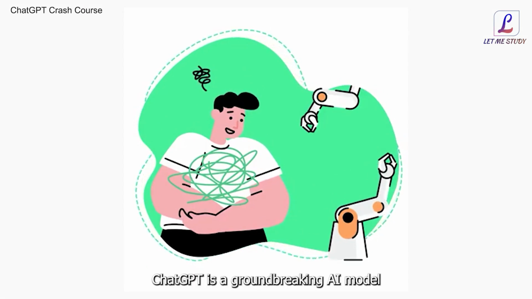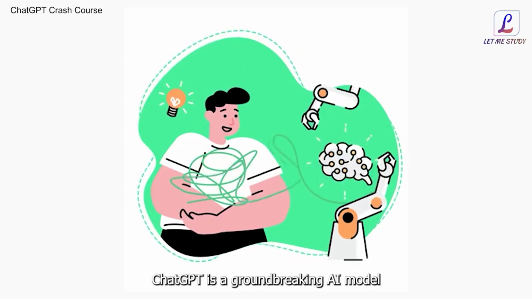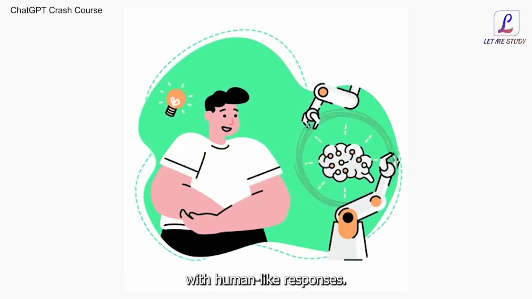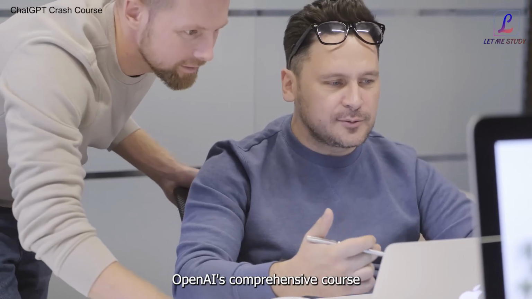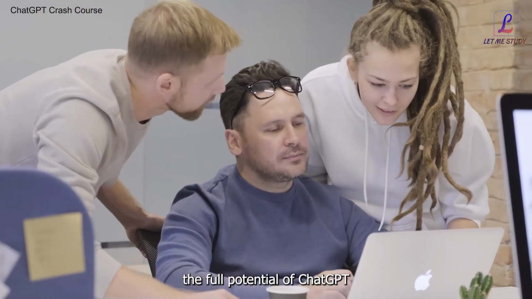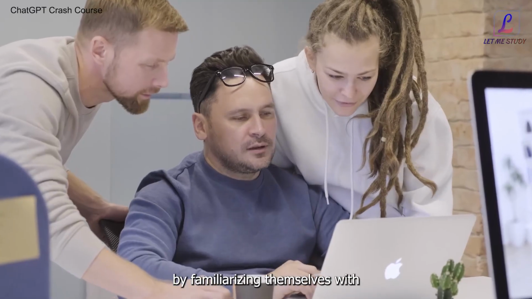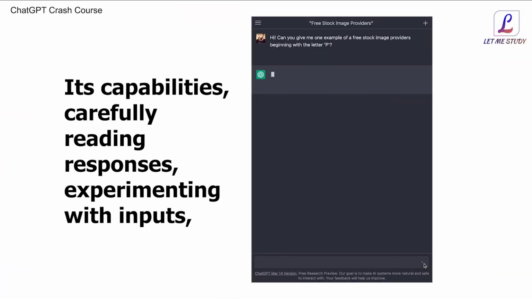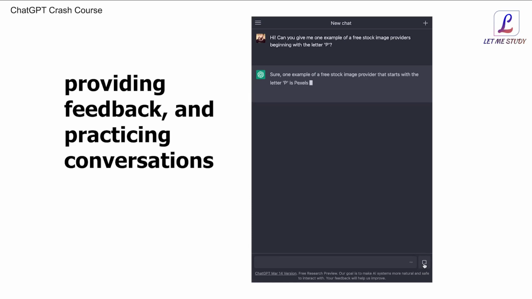Conclusion: ChatGPT is a groundbreaking AI model that enables impressive conversational interactions with human-like responses. OpenAI's comprehensive course ensures that users can unlock the full potential of ChatGPT by familiarizing themselves with its capabilities, carefully reading responses, experimenting with inputs, providing feedback, and practicing conversations.